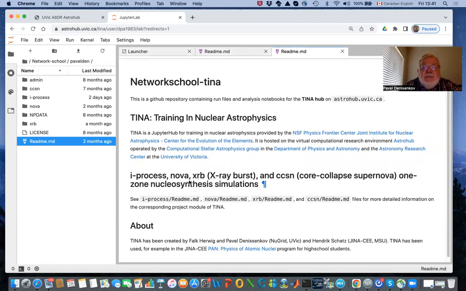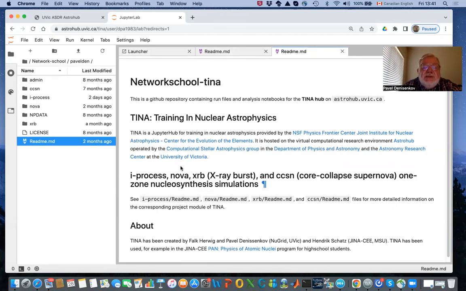Here it says you can simulate using a one-zone model the i-process nucleosynthesis that I've just mentioned. This is a neutron capture nucleosynthesis process for intermediate neutron density, like 10 to the 13 to 10 to the 15 neutrons per cubic centimeter.